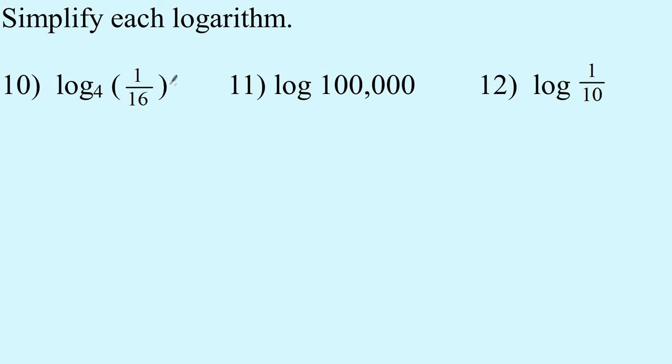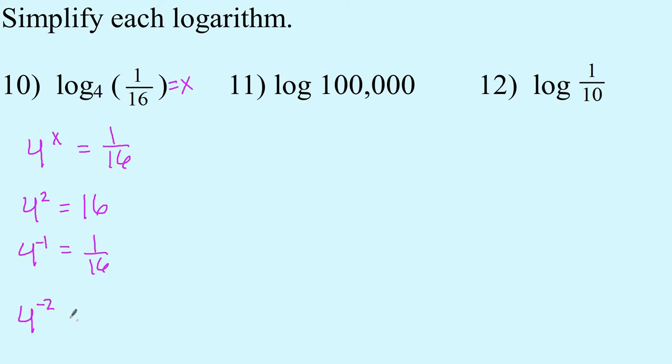All right, so I'm going to work these out. So I'm going to let it equal x. So we get 4 to what power equals 1 over 16. Well, hopefully you know 4 squared equals 16. And you should also know 4 to the negative 1 equals 1 over 4. So 4 to the negative 2 is 1 over 4 squared, which is 1 over 16. So this answer is negative 2.